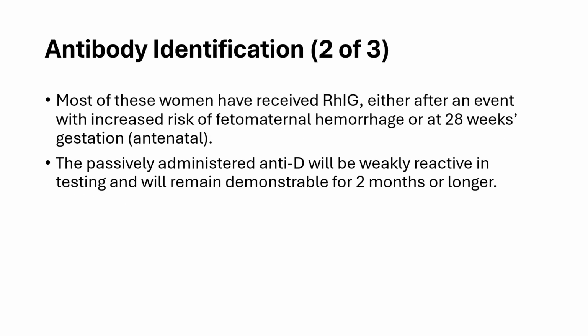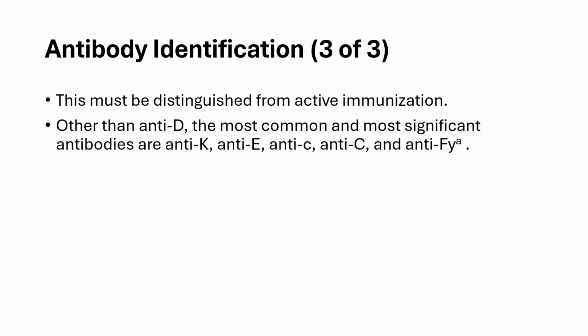So anti-D in pregnancy, as mentioned, most Rh-negative women with weakly reactive anti-D have received RhoGAM or RIG, that is Rh immune globulin. RIG is given after events with increased risk of fetal maternal hemorrhage or at 28 weeks gestation. This passively administered anti-D from RIG will be weakly reactive on testing, and the anti-D antibodies from RIG can remain detectable for 2 months or longer. So it is crucial to distinguish between passive anti-D from RIG and active immunization from maternal antibody production.